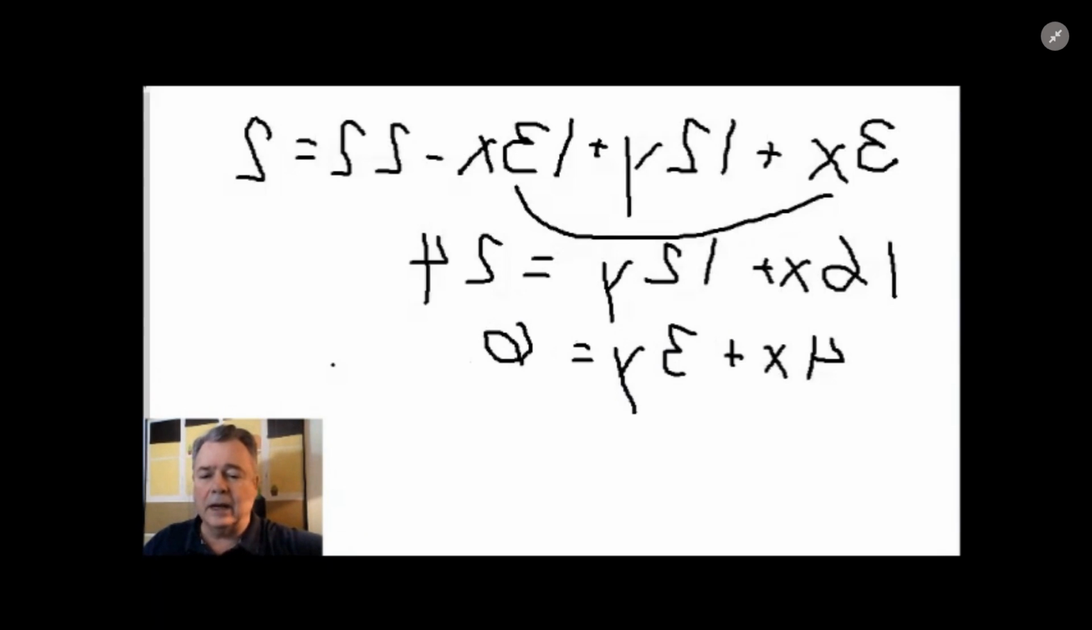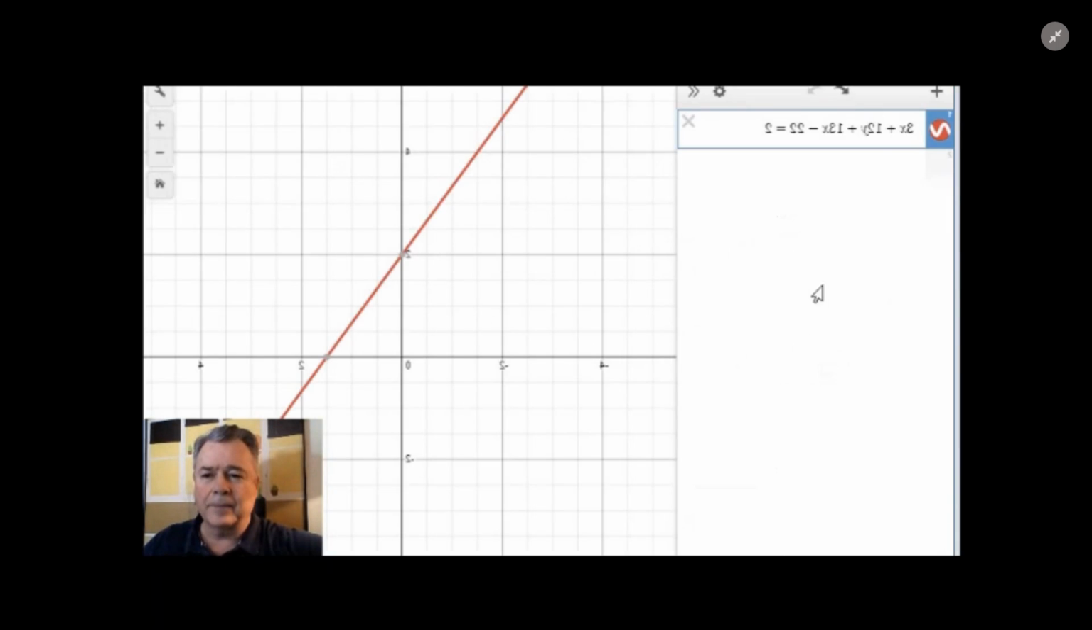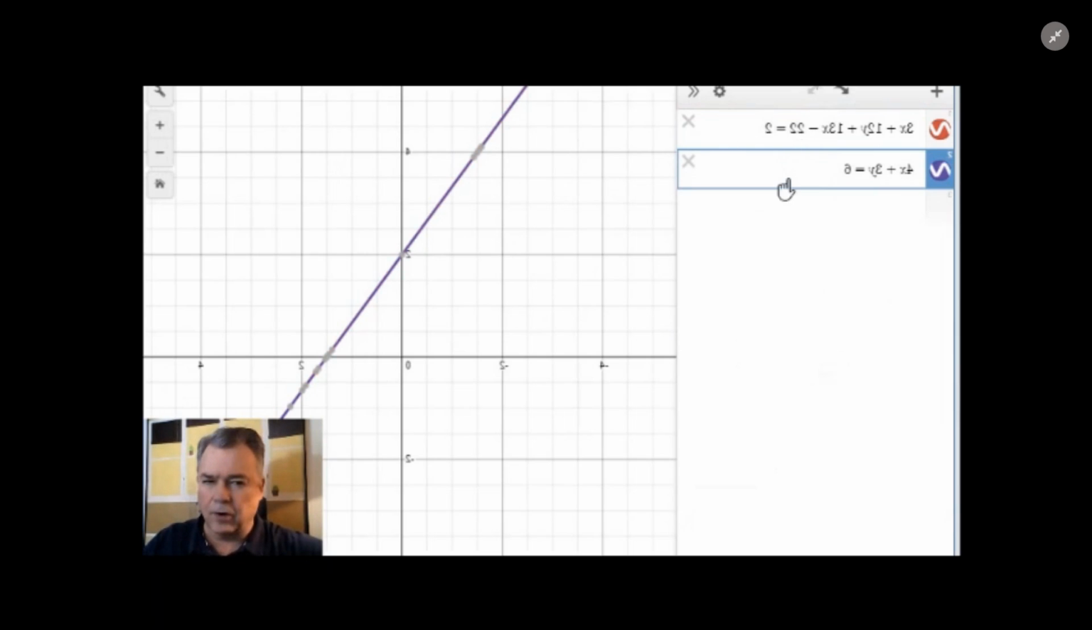Now, we can see on a graph that changing the original function to the standard form does not change its graph. However, the standard form gives us information about key features of the function that the first equation does not. For example, if we divide this constant 6 by the y coefficient 3, it gives us 2. And 2, as we see on the graph, is the y-intercept.